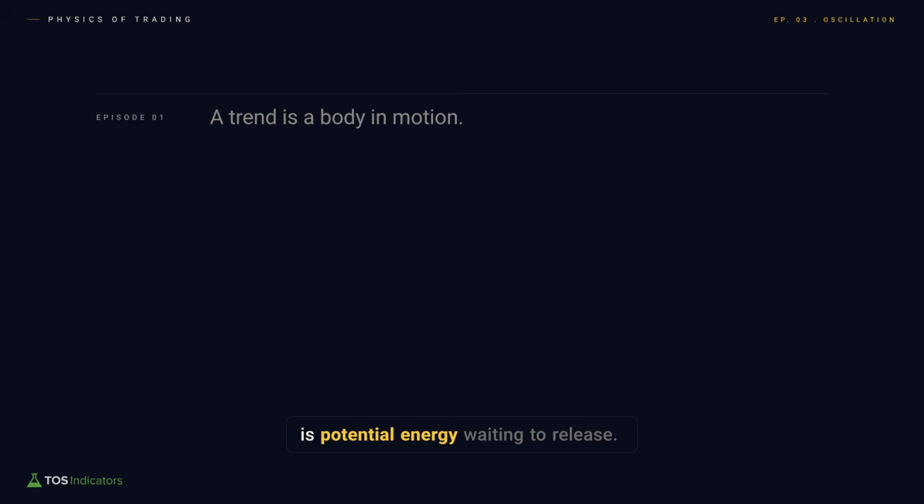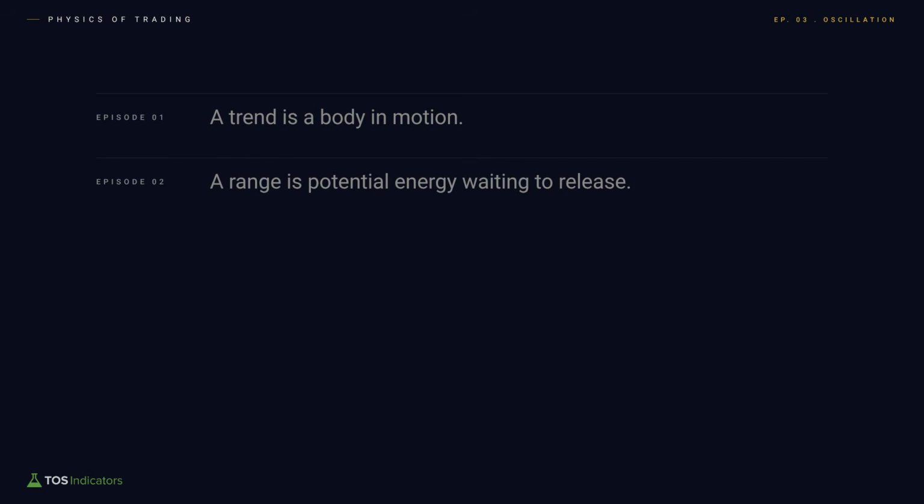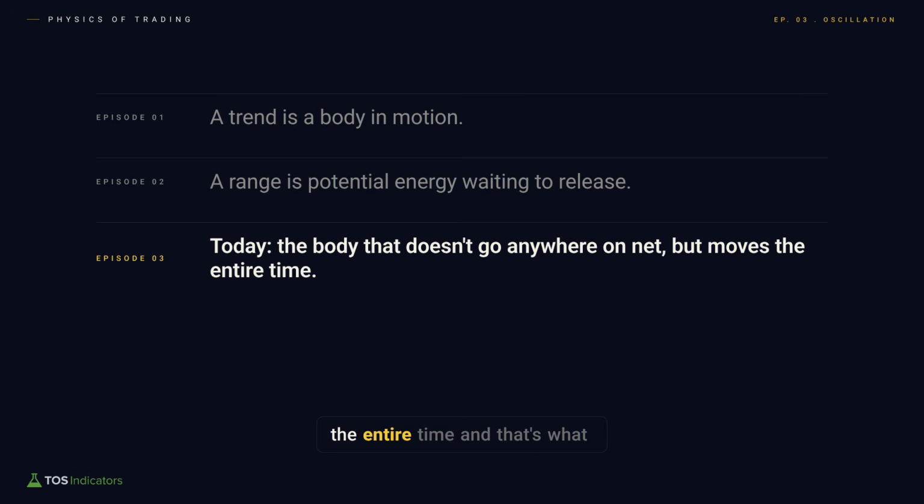Now, a quick recap. A trend is a body in motion. A range is potential energy waiting to release. Today we add a third state to that: the body that doesn't go anywhere on net but moves the entire time, and that's what we call a pendulum. Or a spring, that might be another way you want to think about it. The market that gets you on both sides, almost like a pendulum swinging day after day.